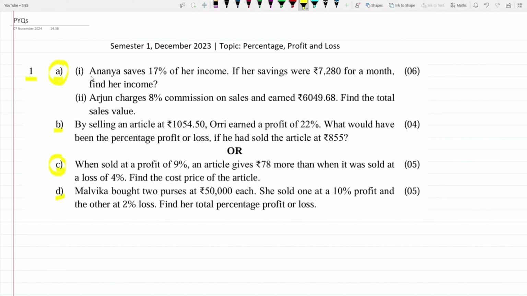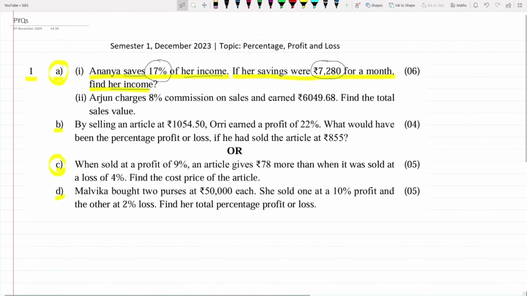We have, Ananya saves 17% of her income. If her savings were 7,280 rupees for a month, then find her income. So in the question, we are provided with some figures, which is 17%, which is the savings which she is doing. And that savings accounts for 7,280 rupees for a certain month. And we need to find her income.